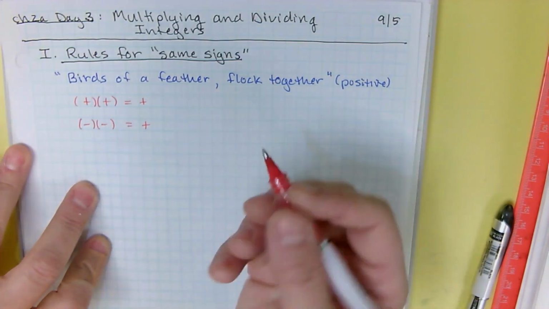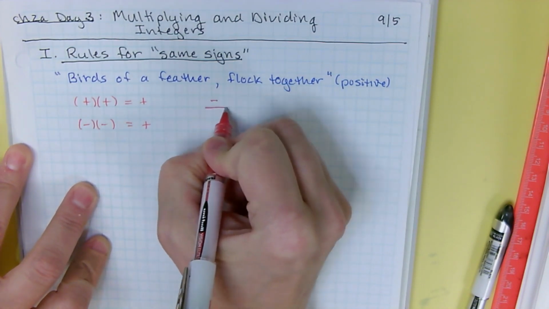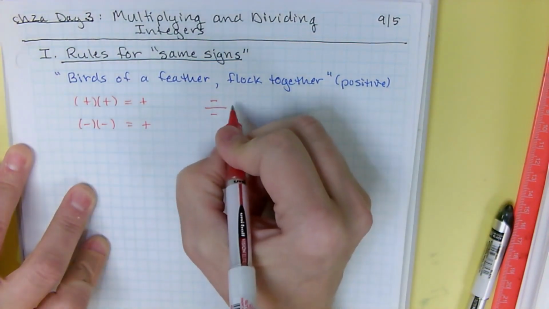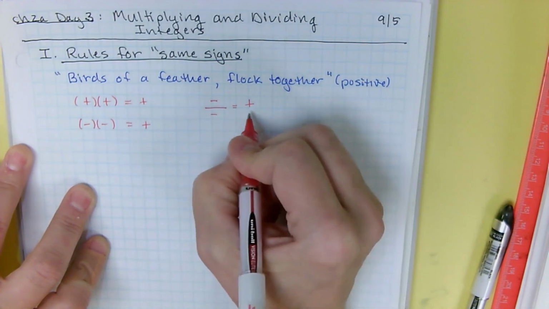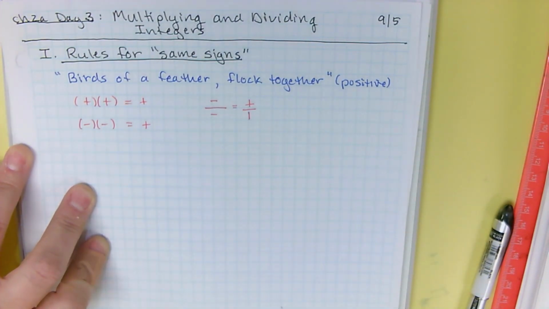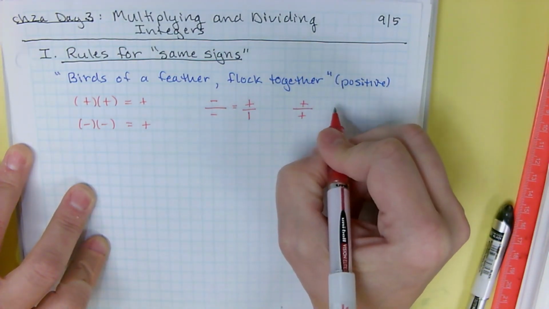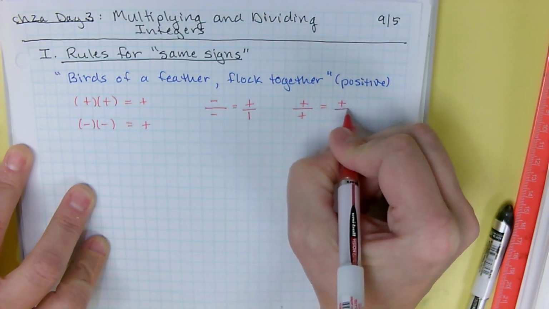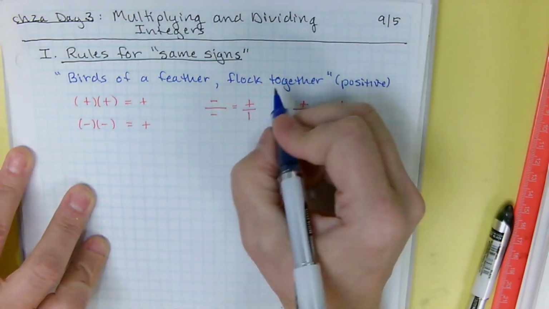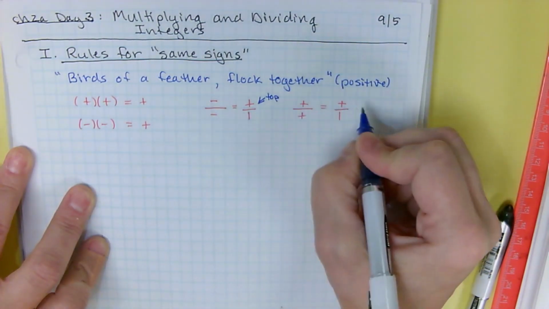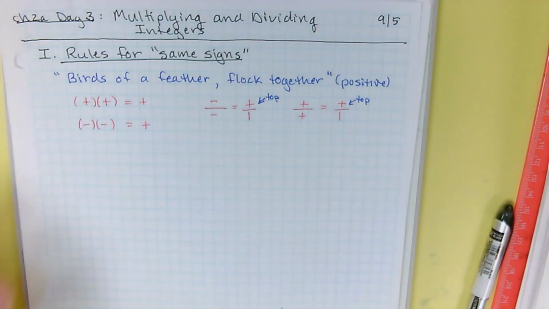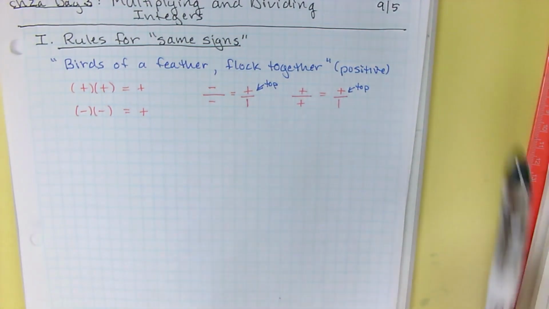Division is the same way. If you have a negative number divided by a negative number, you get a positive number over 1. So the positive is on the top. A positive number divided by a positive number is also a positive number over 1. And again, the positive goes on the top. So those are your basic rules. Birds of a feather flock together. So let's practice those rules.